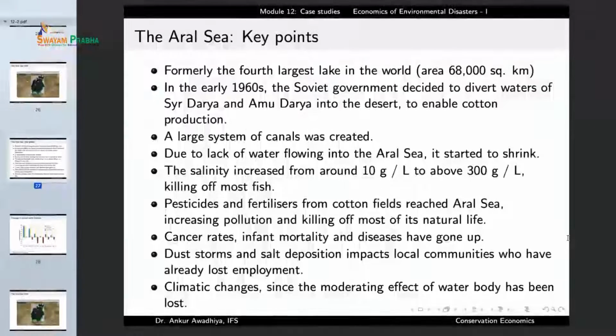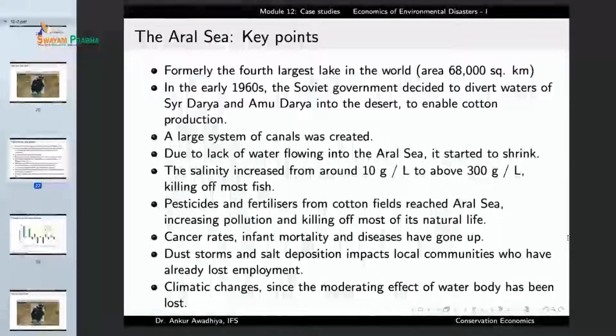And the salinity increased from around 10 grams per liter to about 300 grams per liter, killing off most of the fish. Now, we have observed in one of the earlier lectures that every organism has a range of tolerance for different components of its environment. Fishes also have a range of tolerance for salinity. So, when it becomes too saline, the fishes are going to die off because it's now no longer fresh water, it has now become very salty water.